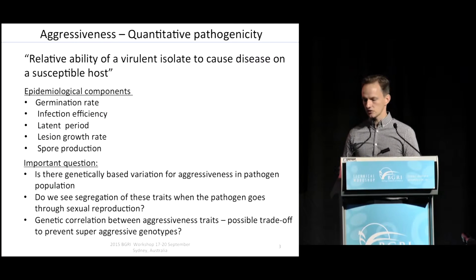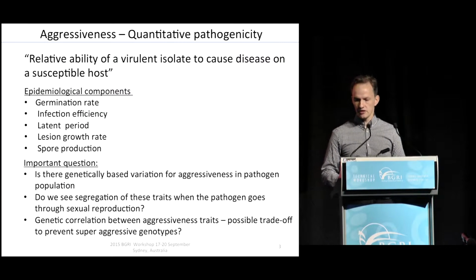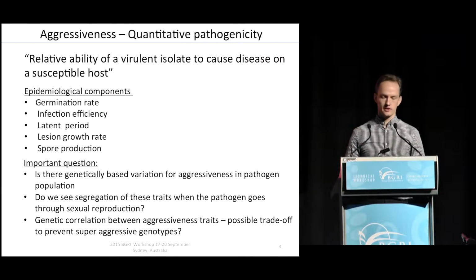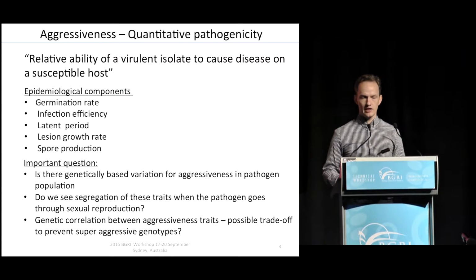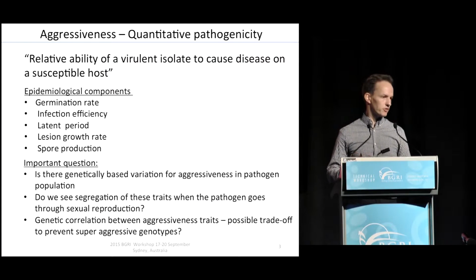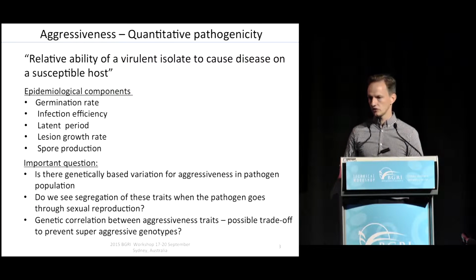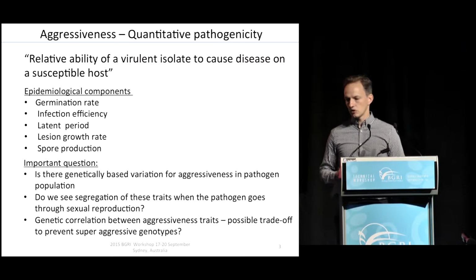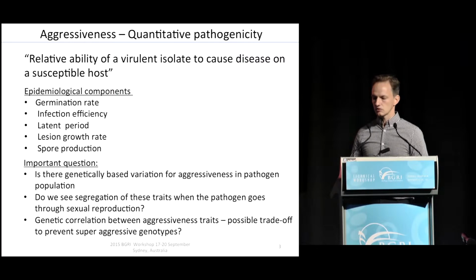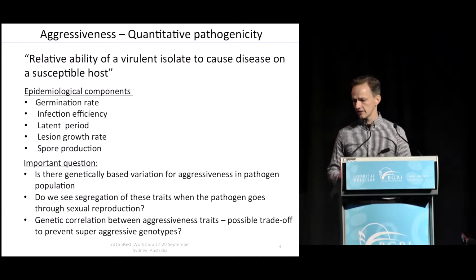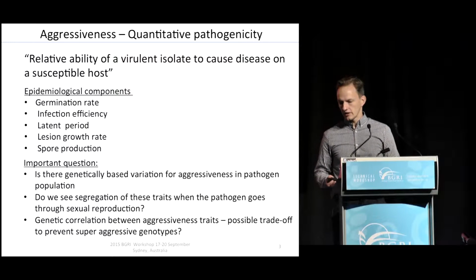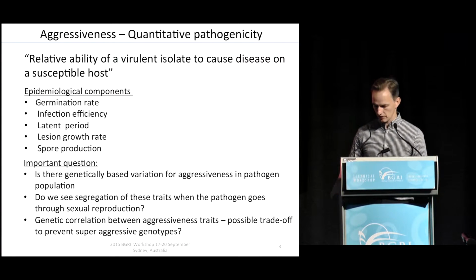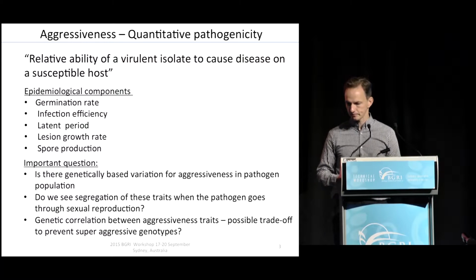And then the last question here, do we see genetic correlation between aggressiveness traits? Are there any possible trade-offs between any of these traits that can prevent the formation of super aggressive genotypes? And again, we don't have much data for this, but it has been shown a few times for leaf rust, or Puccinia triticina, that those isolates that have a short latent period at the same time don't produce as many spores as those with the long latent period.